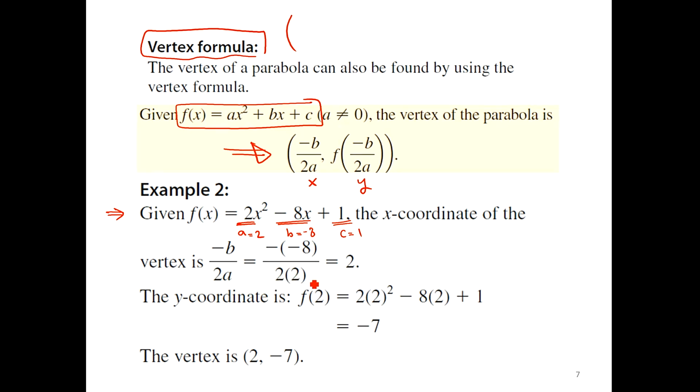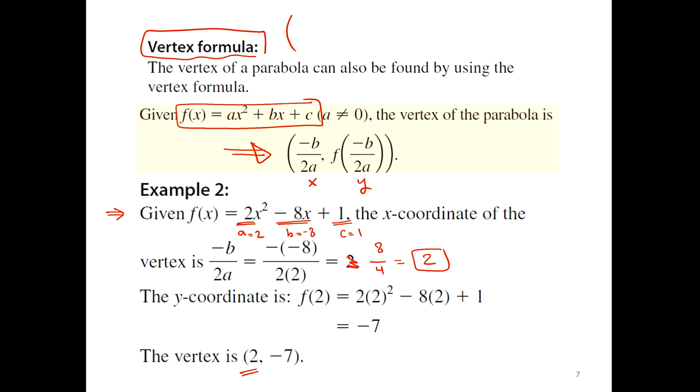So we have 2 multiplied by 2. In the numerator, we have negative 8, and in the denominator, we have 4. 8 over 4 equals 2. This is the x coordinate. So the x coordinate is done. Now we need to find the y coordinate.